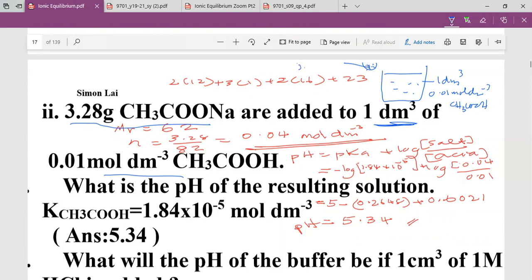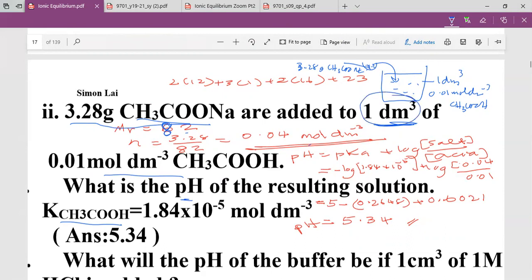Clear or not? I put it inside here. Once I do that it becomes a buffer, because I have my weak acid and the sodium salt of the weak acid. So they ask you what is the pH of the buffer, given your Ka is on here. Now I found that the amount of this salt here is 82. So 3.28 over 82, not 62, 82. I made a mistake the first time, so I calculate again. It's 0.04 mole per dm cube, because I put it in one dm cube.